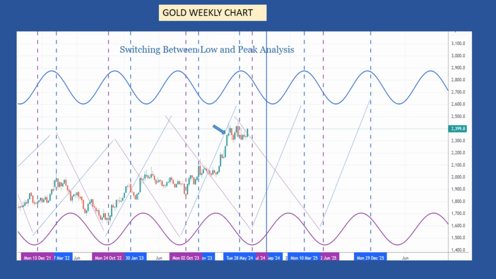When the momentum indicators suggest overbought conditions. These are traditional technical analysis tools that show whether gold is too expensive right now. If these indicators signal that gold is overbought, it could be a good time to shift to peak analysis. We will see the different technical analysis tools in another video.